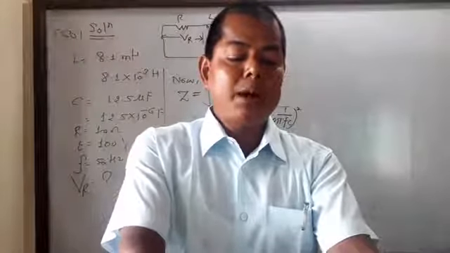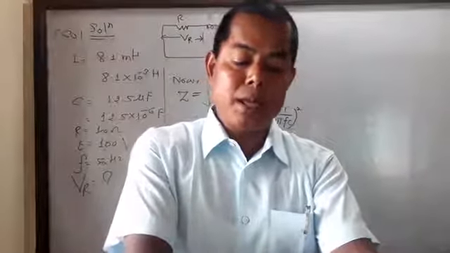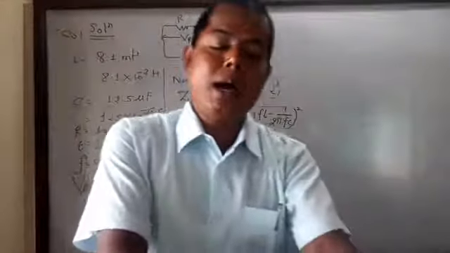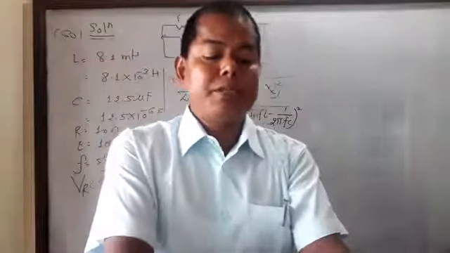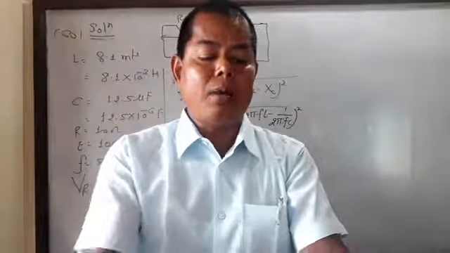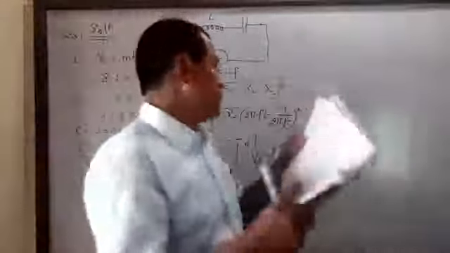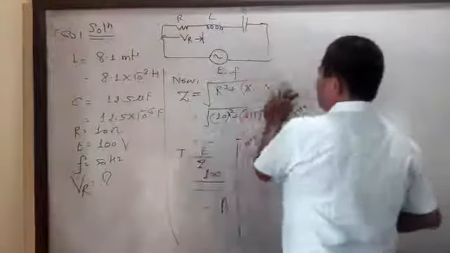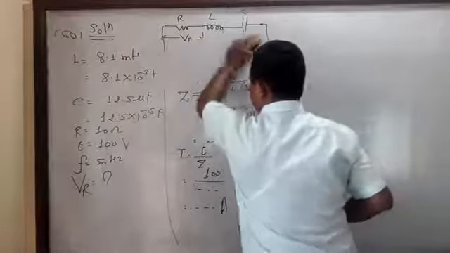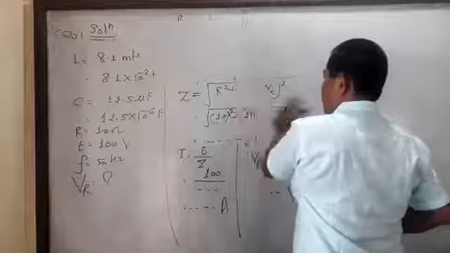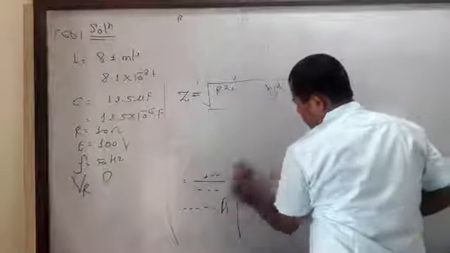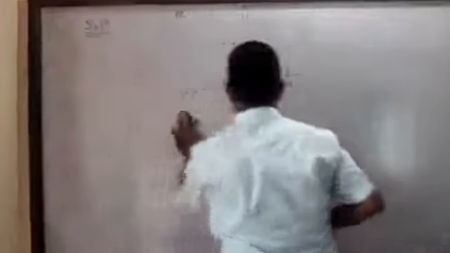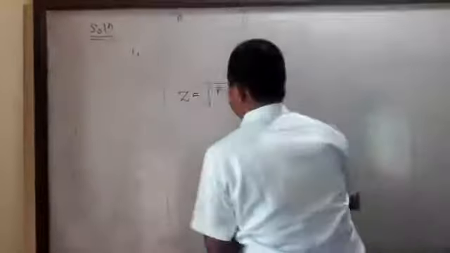Then find the value of potential across the resistor as well as the capacitor, VC and VR both. To find VR and VC, first find Z, then find the value of current. For Z, you are well known. Z is for only two elements here, R and C together, resistor and capacitor.